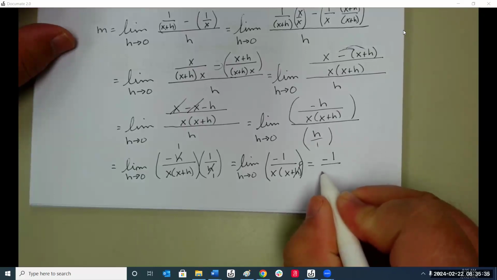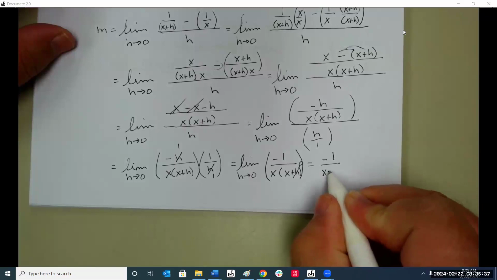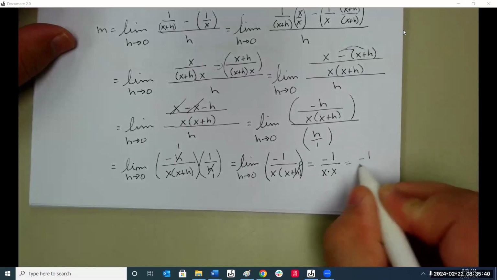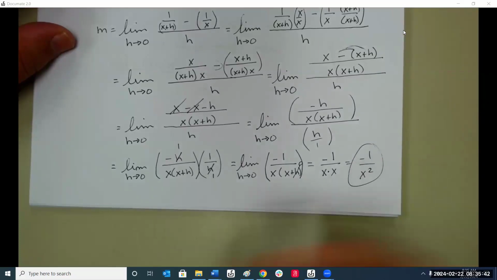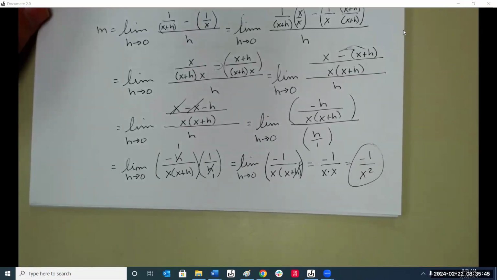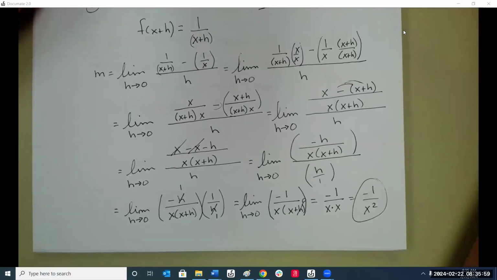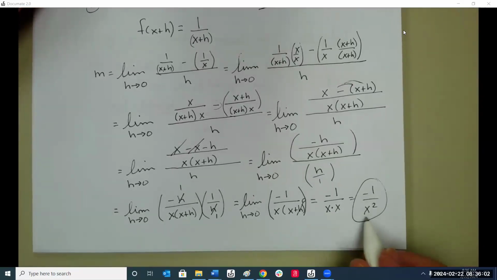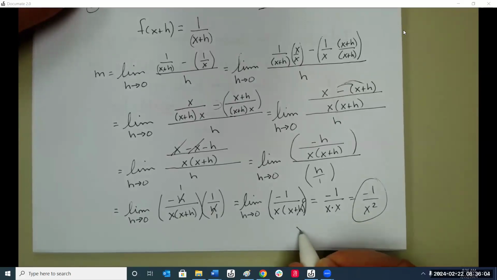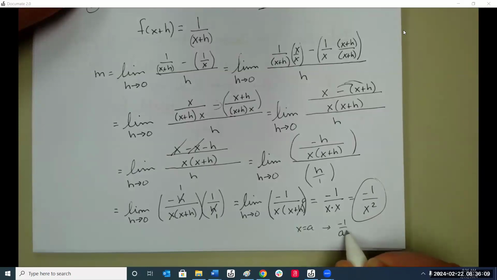So we have left x times x, which is -1 over x squared. And that's our slope formula. That's the slope of the curve at that point, or any point, I should say. Because what A was looking for was to find the slope of the curve at any point x of A. So if I put A in there, we get -1 over A squared.